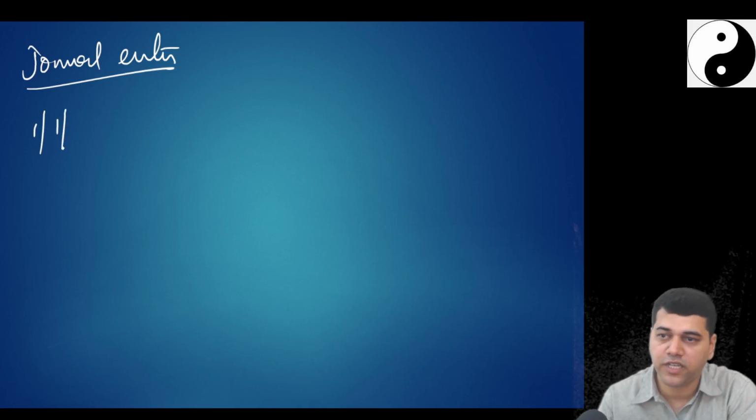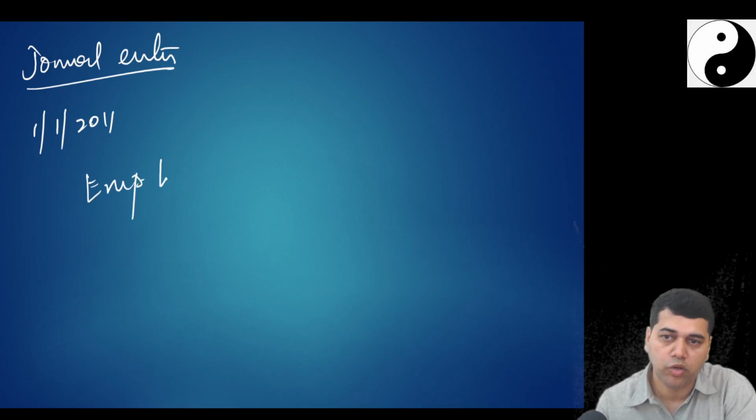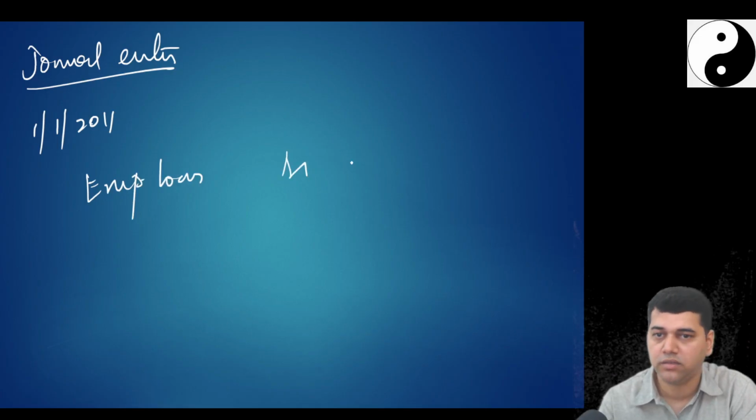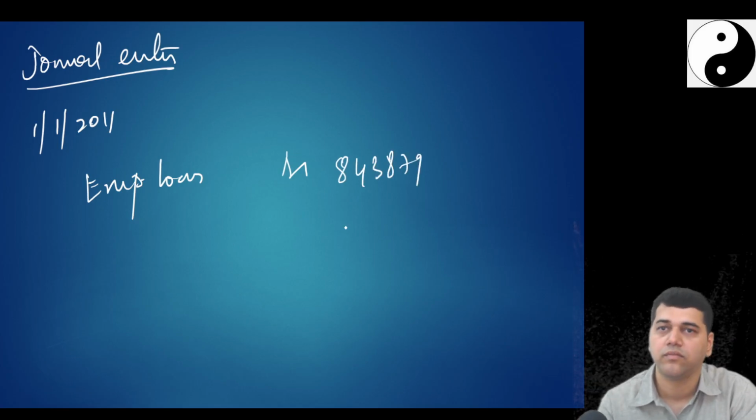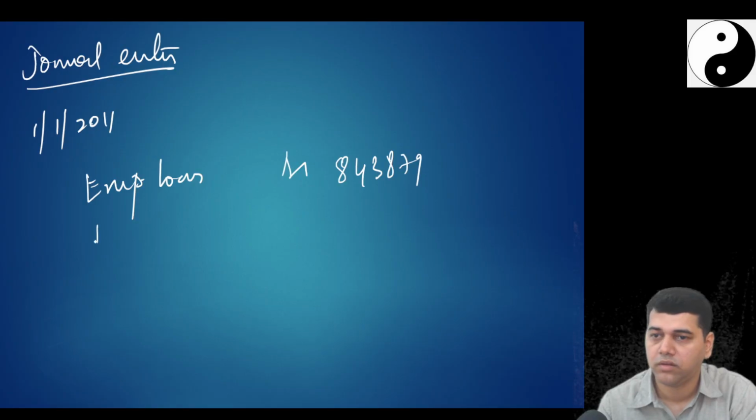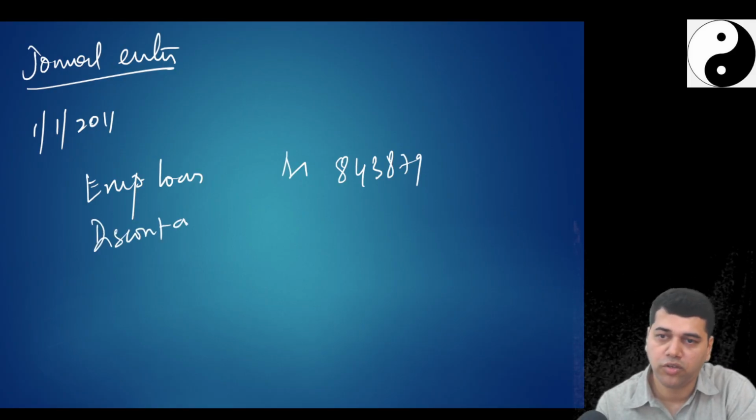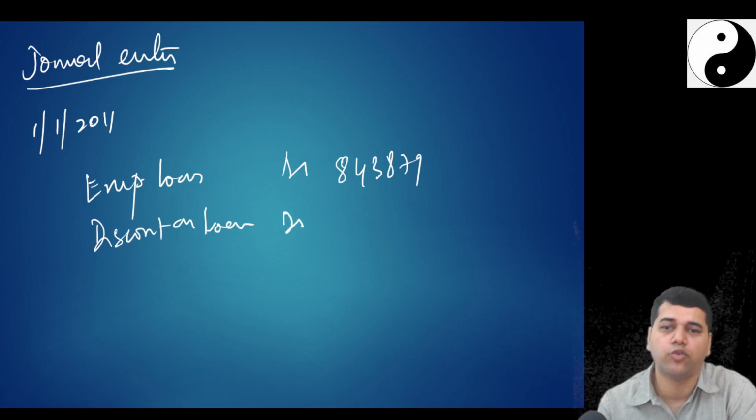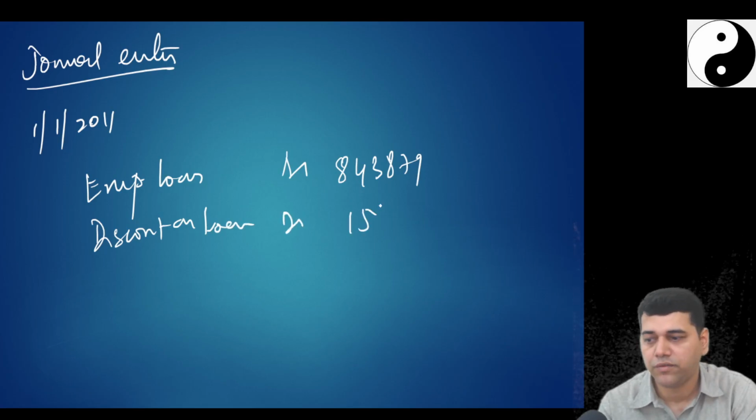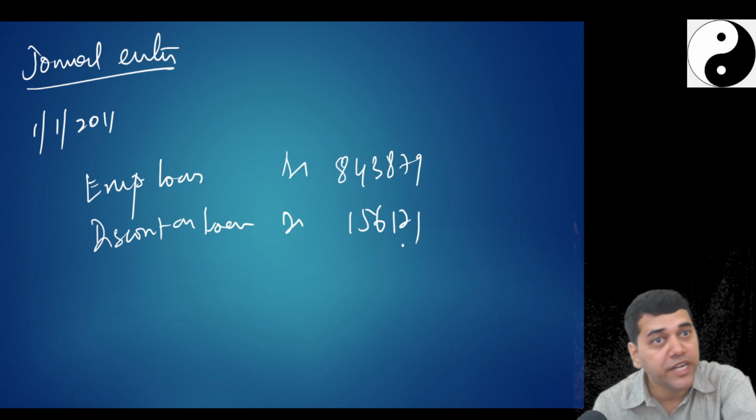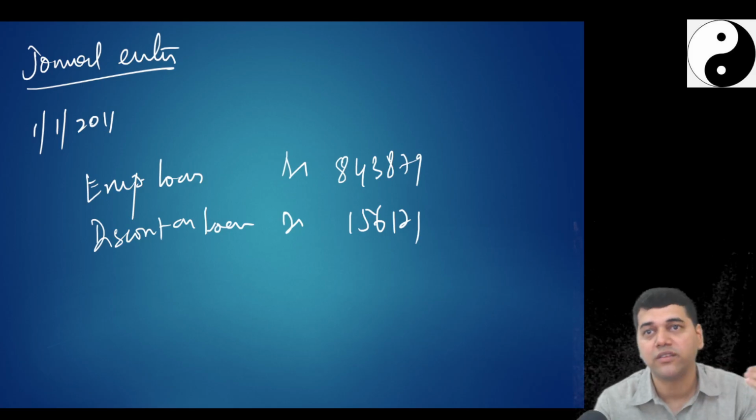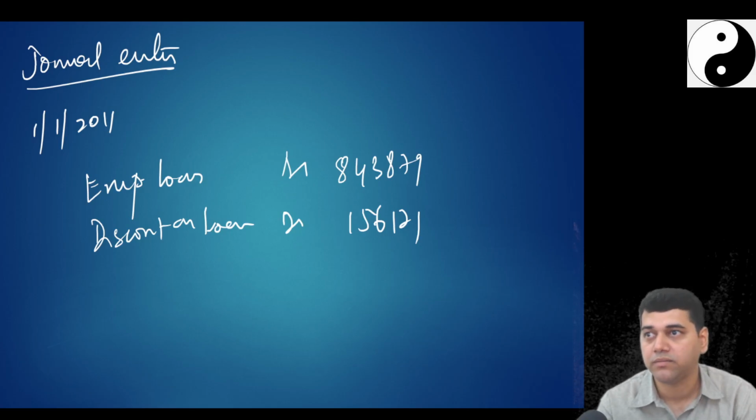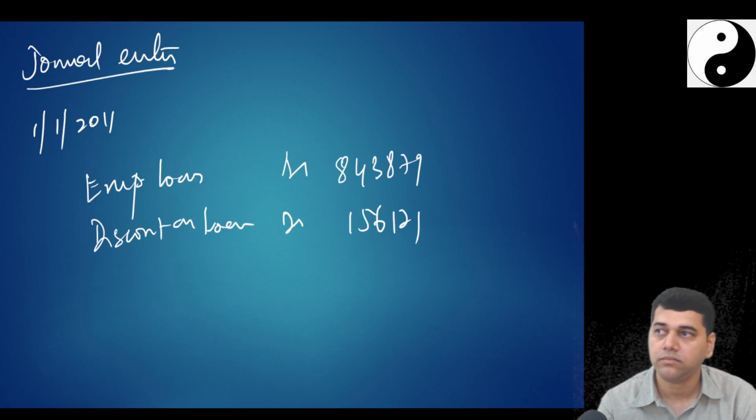On 1st of January 2011, employee loan account debit 843,879. Discount on loan or prepaid loan, whatever you call it, doesn't matter, 156,121, and you have already told how to treat this. You have already told what the subsequent amortization is going to be.